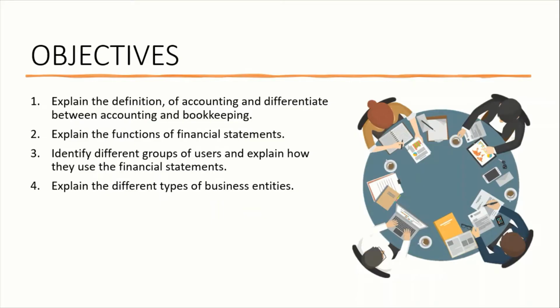Okay, so the objective of this chapter is, first, explain the definition of accounting and differentiate between accounting and bookkeeping. Second is explain the function of financial statement. Third is identify different groups of users and explain how they use the financial statement. Last is explain the different types of business entities.